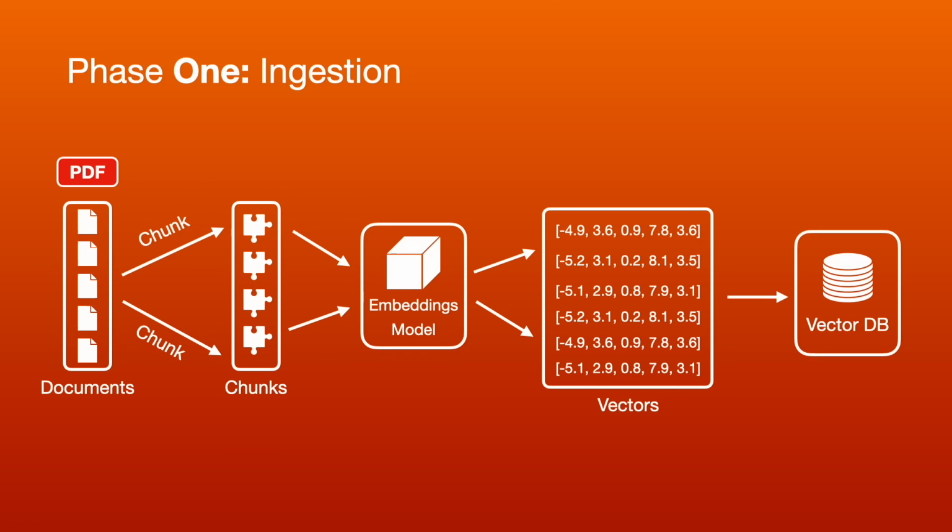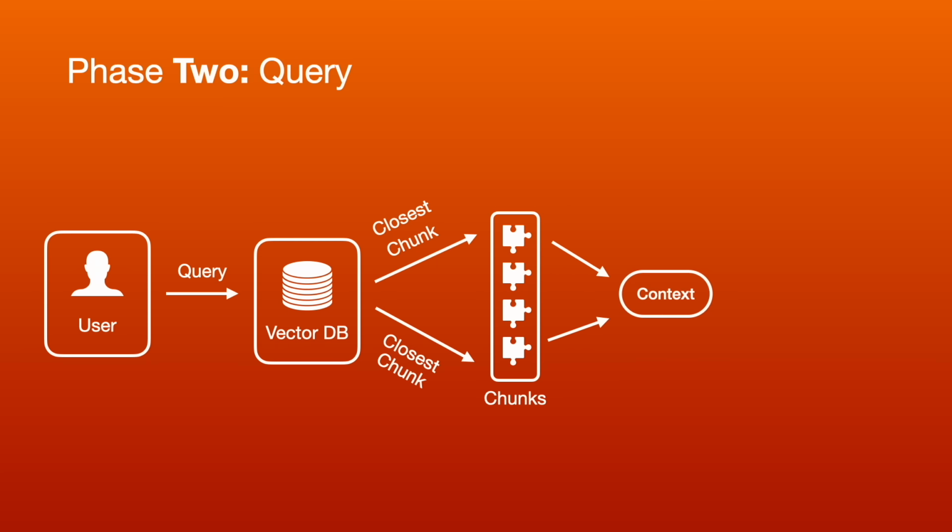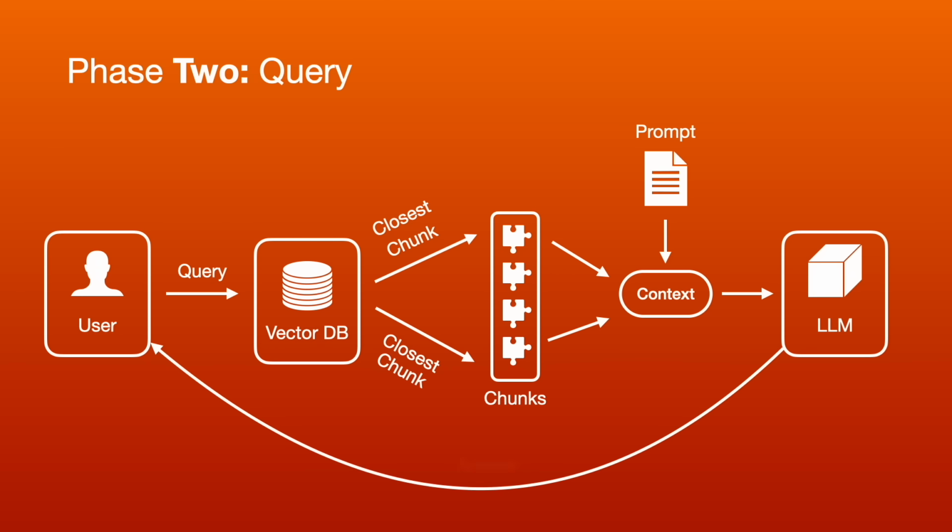A typical RAG system consists of two phases. In phase 1, documents such as the chunks are added to the vector database. In phase 2, the user issues a query to the vector database first. The database determines the closest chunks and returns the chunks along with a prompt, which then get added to the context. The context is sent to the LLM, and the LLM responds to the user with the extra context and the chunks returned from the vector database.